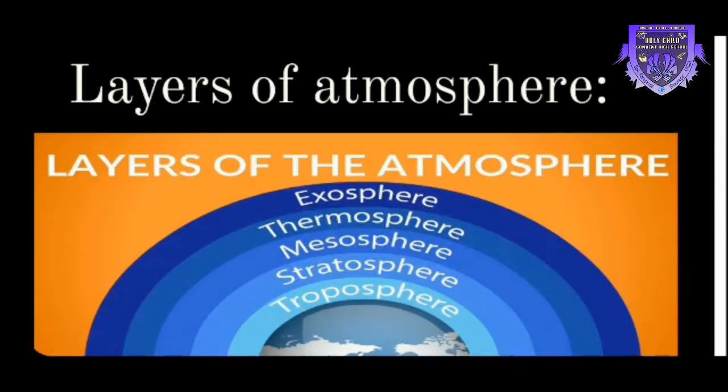Now, what are the 5 layers of the atmosphere? Troposphere, stratosphere, mesosphere, thermosphere, exosphere, and ionosphere. Now, thermosphere is not in your textbook. So come, let us study about the first layer, that is troposphere.